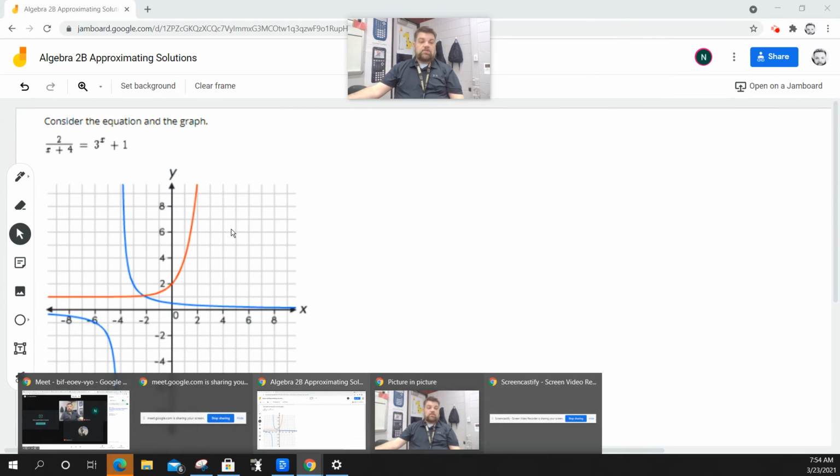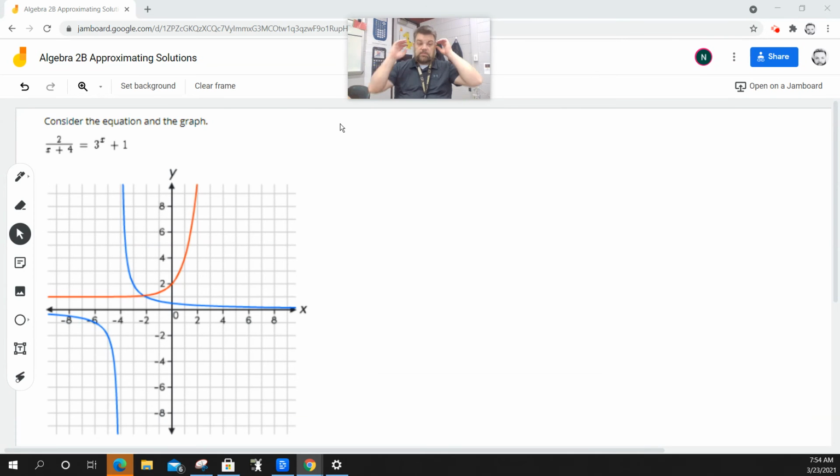Okay, so this one says consider the graph of an equation. So we have two expressions. We have a rational expression on the left-hand side of the graph, right? Now, when I say rational, that's a fancy word for fraction. And then on the right-hand side, we have this 3 to the x plus 1.